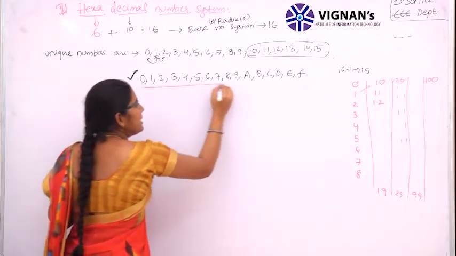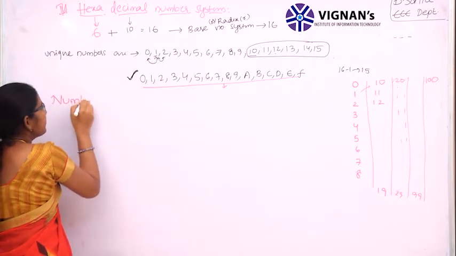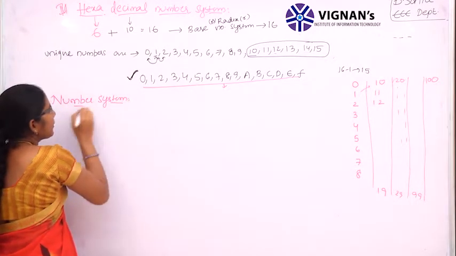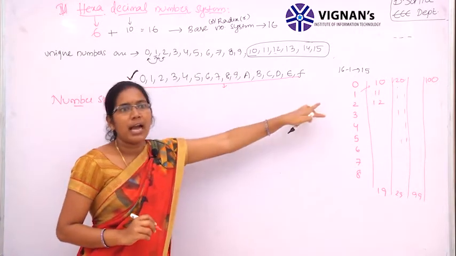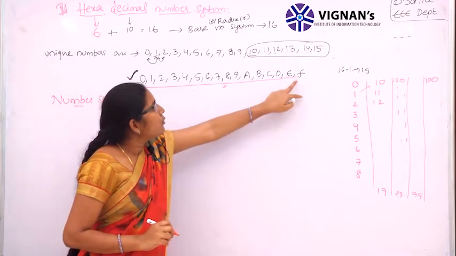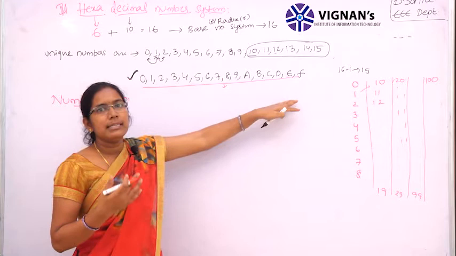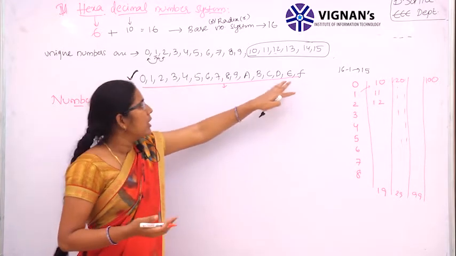Now, from these numbers, we need to develop a number system. Means we need to find what is the next number after F. So, after F, you will not get any single digit number. Single digit numbers are always unique. Over. Now, we need to develop a 2-digit number.